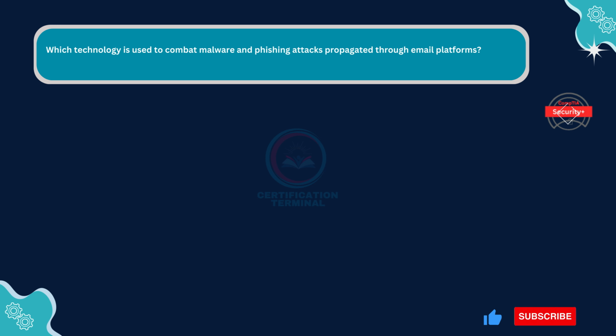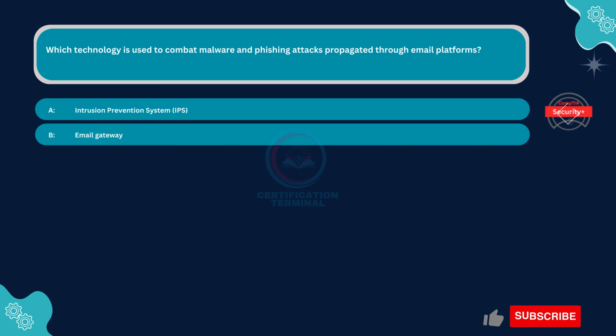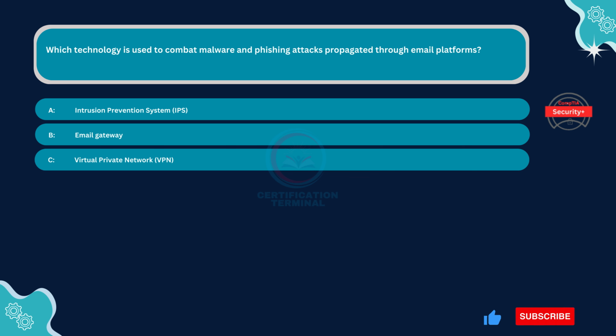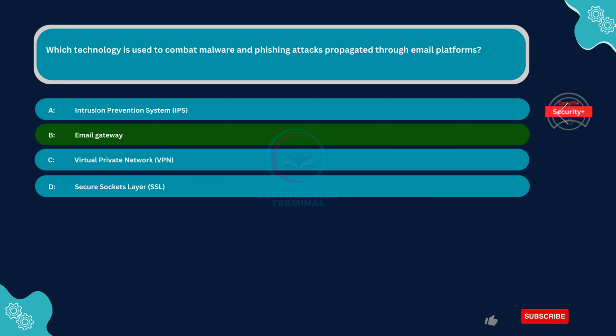Next question. Which technology is used to combat malware and phishing attacks propagated through email platforms? Option A, Intrusion Prevention System, IPS. Option B, Email Gateway. Option C, Virtual Private Network, VPN. Option D, Secure Sockets Layer, SSL. The correct answer is Option B, Email Gateway.